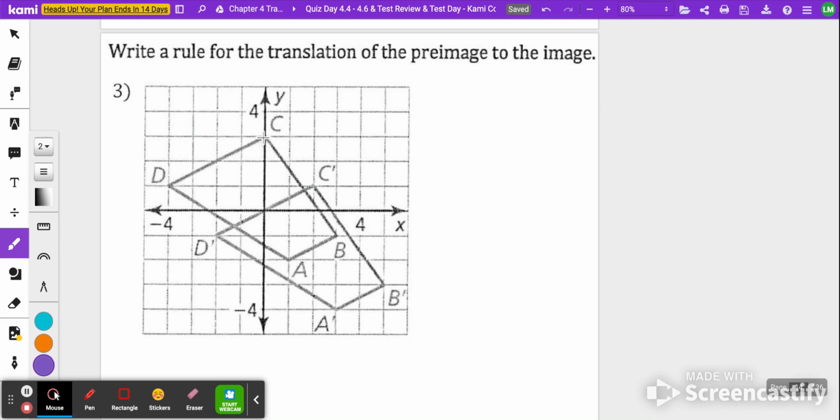This does look like a translation, so I'm going to start with C and try to go to C prime. Looks like I go to the right 1, 2, and then down 2. So my translation rule will be x plus 2, y minus 2.